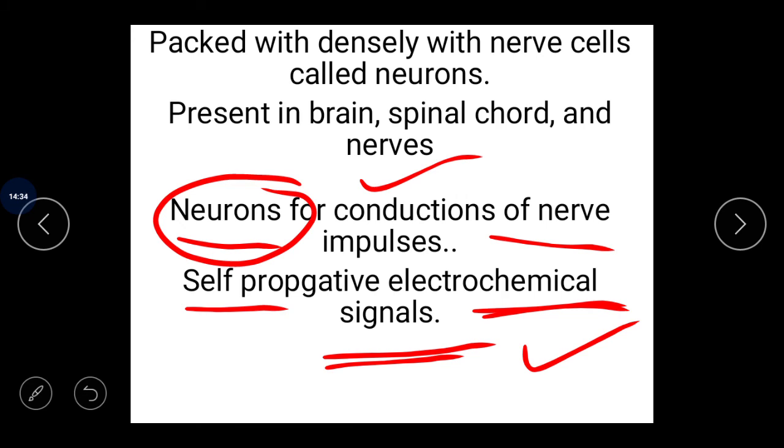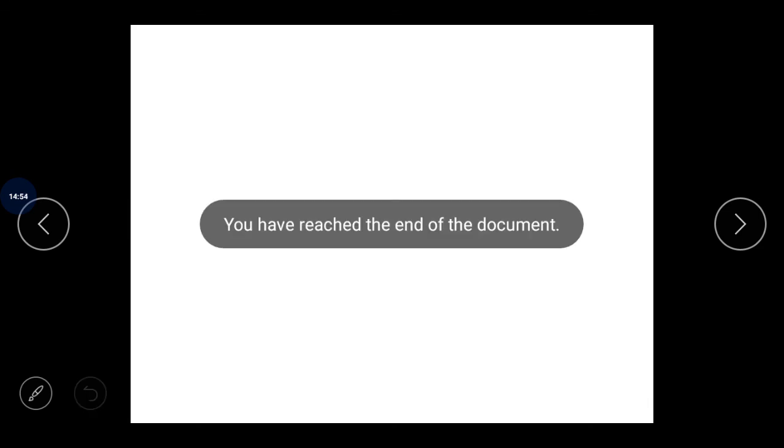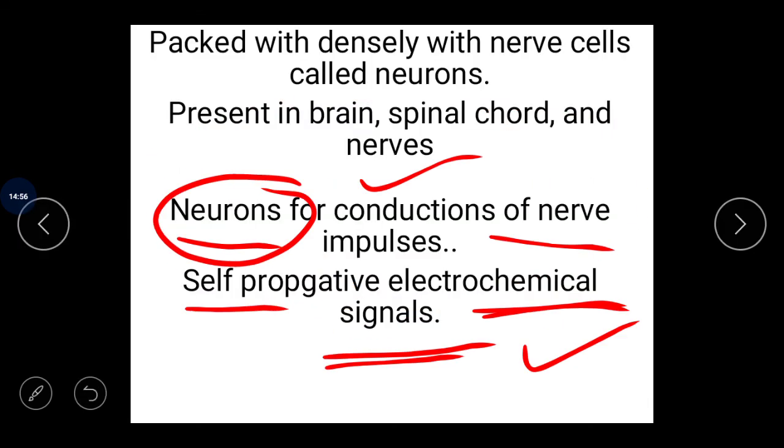Why did I say electrochemical? It's electrical and chemical in nature. So this conduction, this transmission, is electrical and chemical in nature. That we will discuss in the coming lecture. So we call it a self-propagative electrochemical signal.